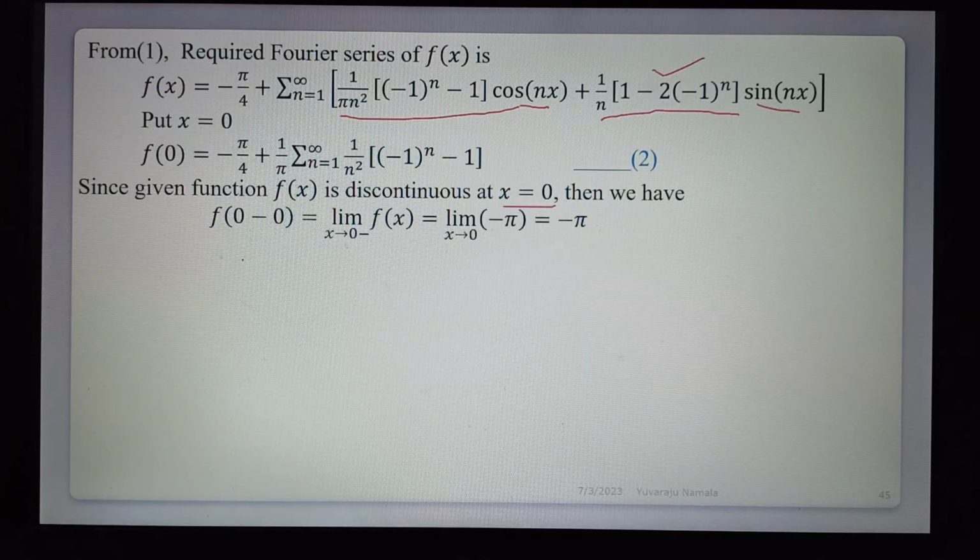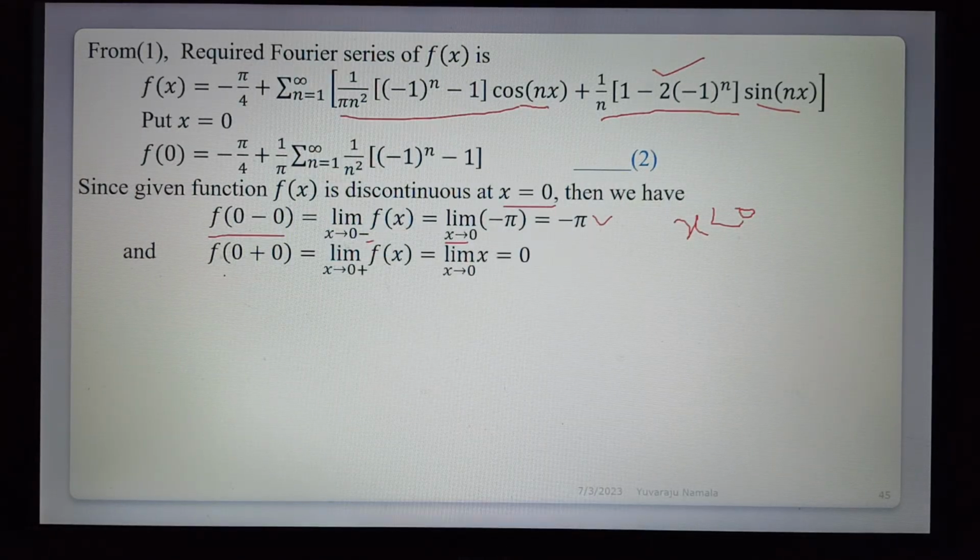Then we have, this is the left limit, f of 0 minus 0, limit x tends to 0 of f of x. The left value is f of x equal to minus 5, when x less than 0, f of x is equal to minus 5. So the limit is minus 5. Right limit, f of 0 plus 0, limit x tends to 0 plus of f of x, when x is greater than 0, f of x is x. So the limit is equal to 0.